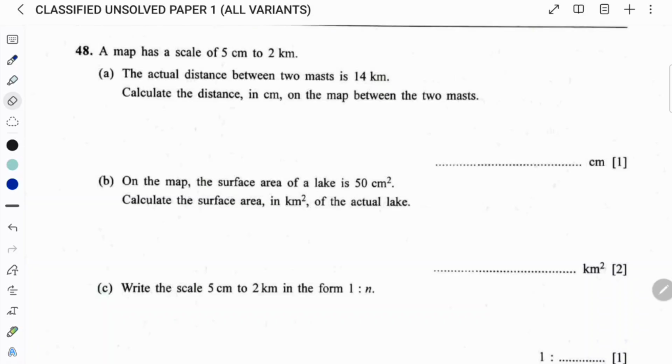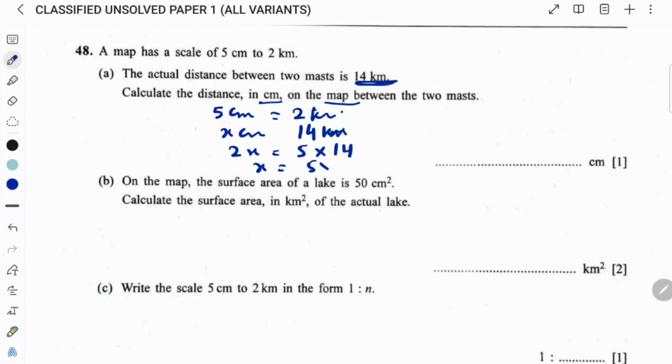I hope you understand. Alright, so this is another question of scales and maps. I'm doing the last question. A map has a scale of 5 centimeters to 2 kilometers. So just write down 5 centimeters is equal to 2 kilometers. The actual distance between the two masts is 14 kilometers, and they are asking you to find it in centimeters on the map. x centimeters, cross multiply. 2x is equal to 5 into 14, and x is equal to 5 into 14 divided by 2. 2 times 7, 5 times 7 is 35. That is 35 centimeters.